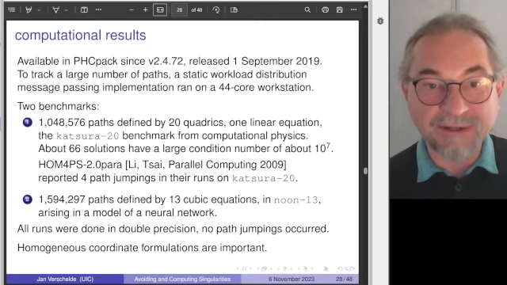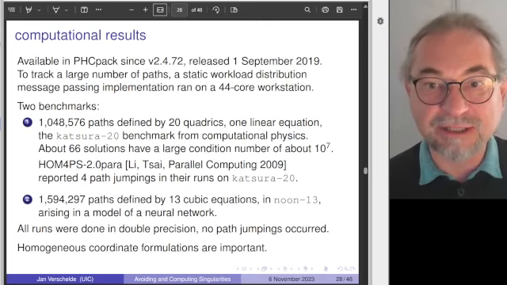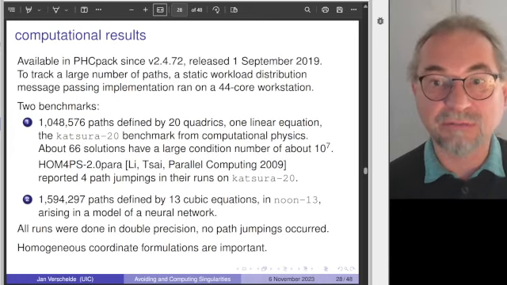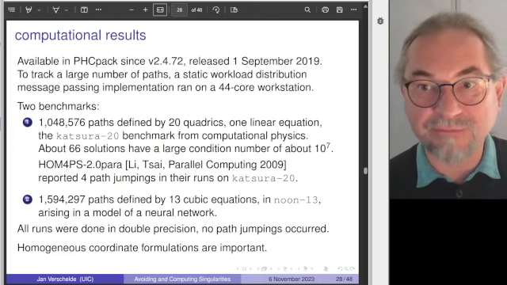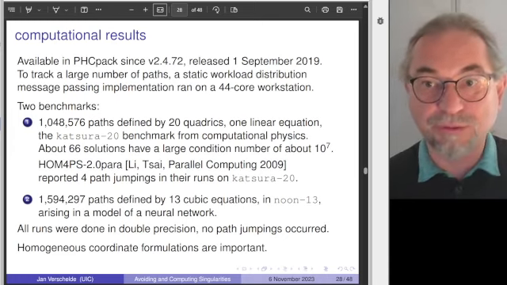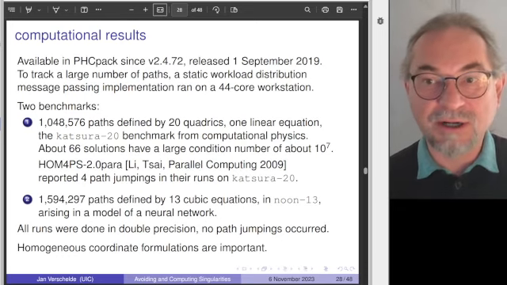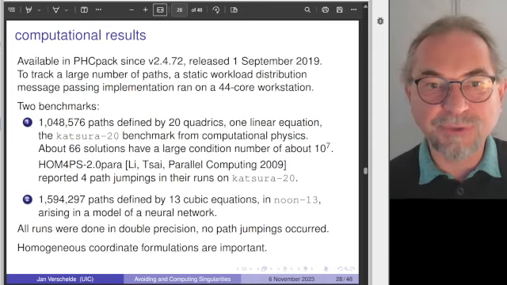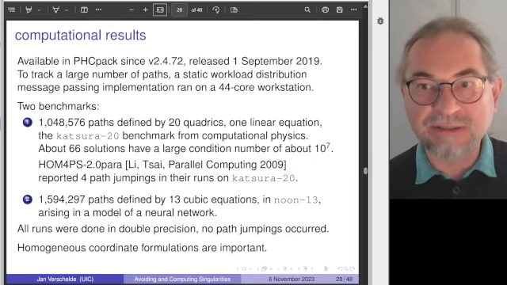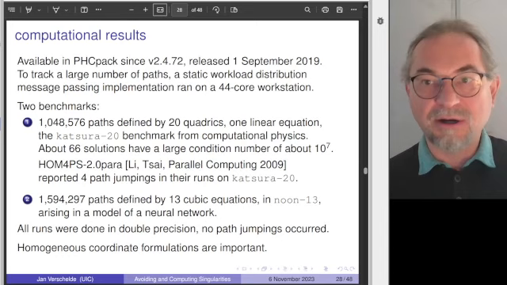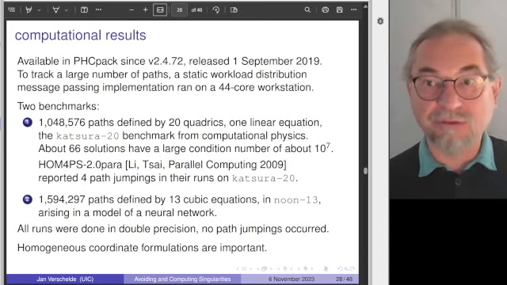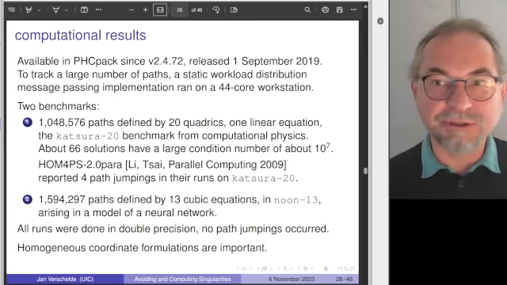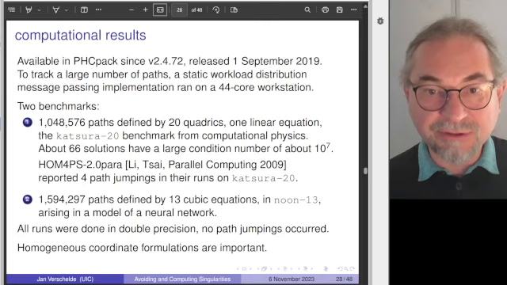So at the end, I found that 66 solutions have a relatively large condition number of about 10 to the power 7. So you are at risk of losing about half of your working precision in the accuracy of the solutions. So Katsura 21 most likely cannot be computed with double precision. You may have to use extended precision there. I haven't done this. So there is the other benchmark.